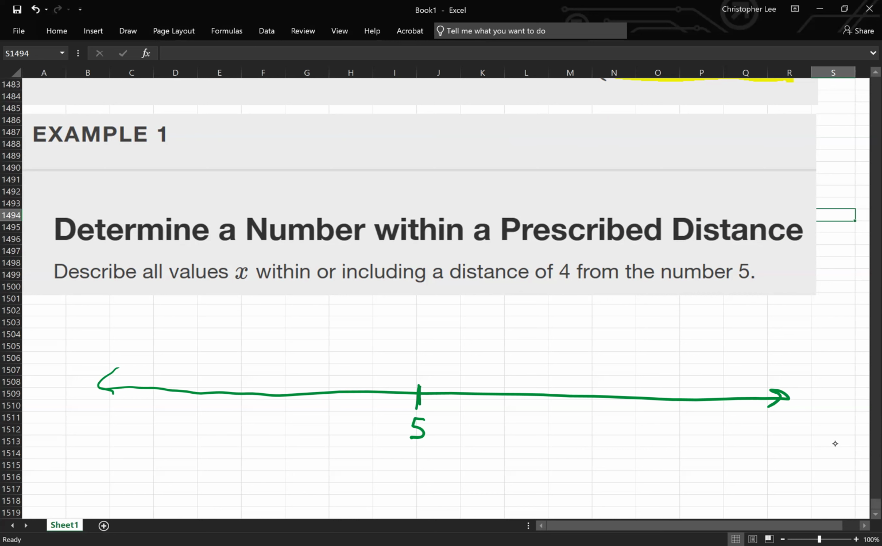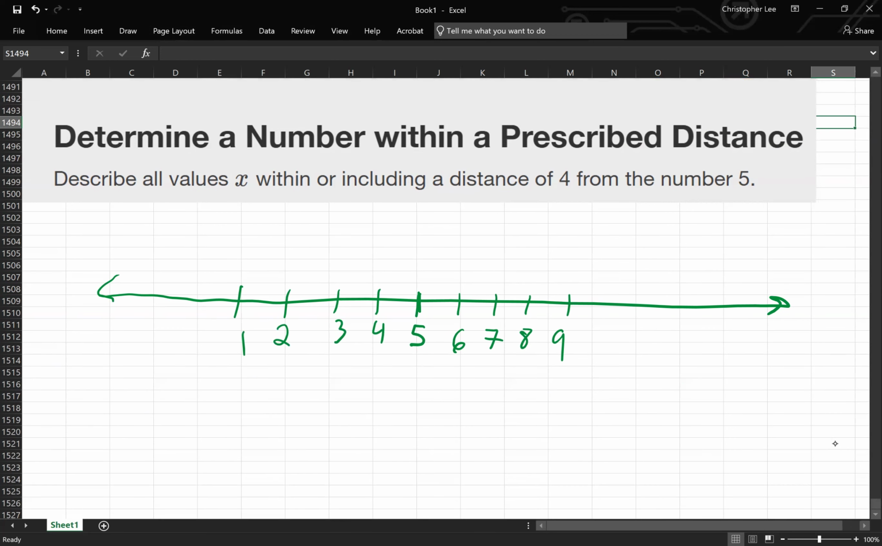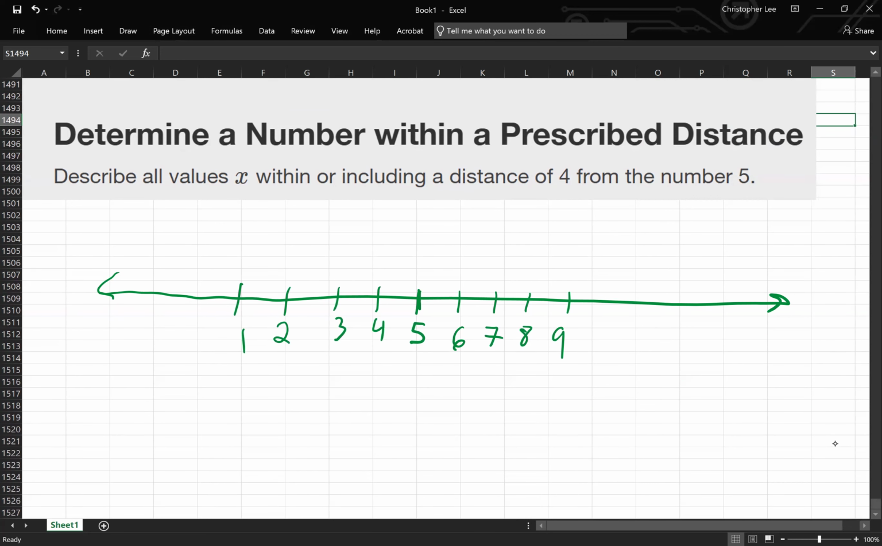1 and 9, right? So I have 1, 2, 3, 4. So this would be 6, 7, 8, 9. And then I have 1, 2, 3, 4. This would be 4, 3, 2, 1. So all the numbers, I'm gonna say x is gonna be 1 less than x less than 9, because in between 1 and 9. That's what this means.